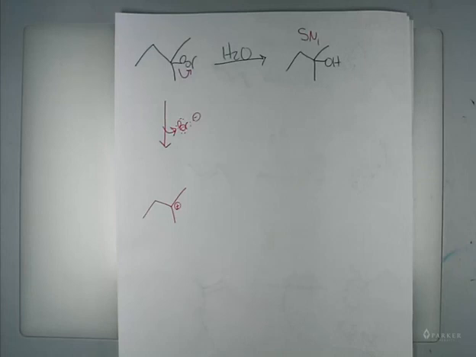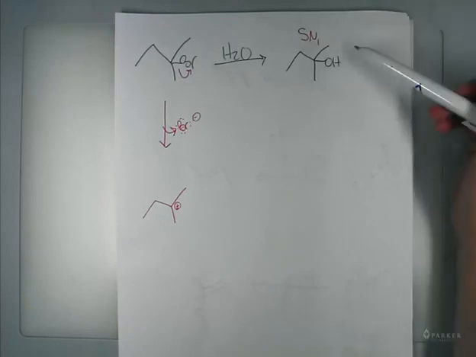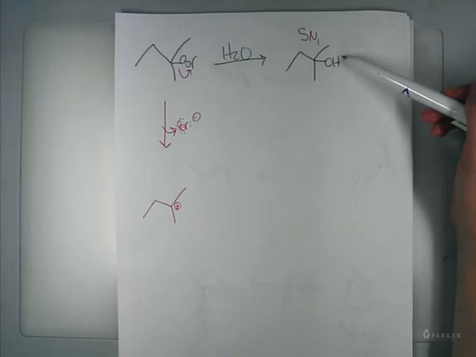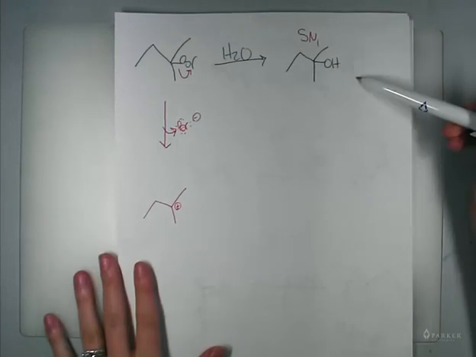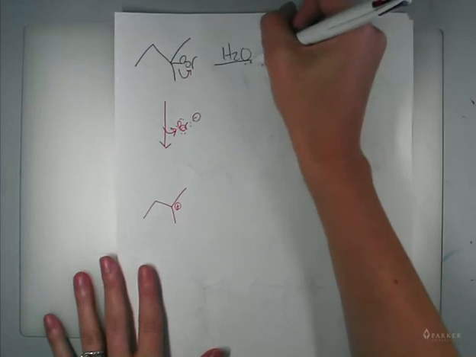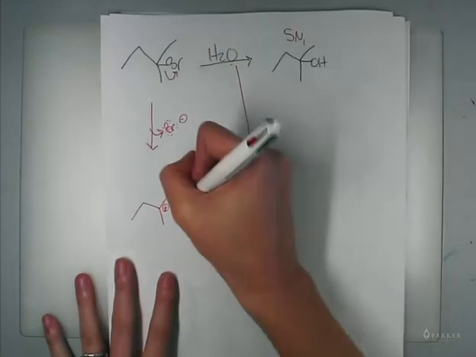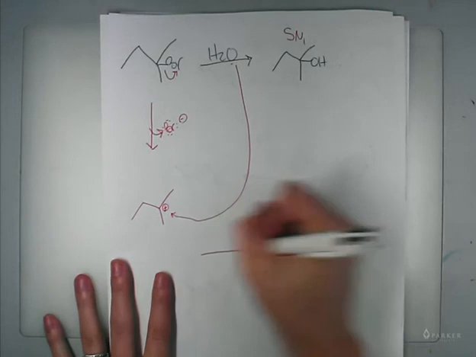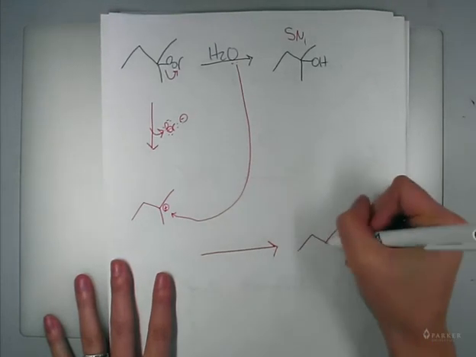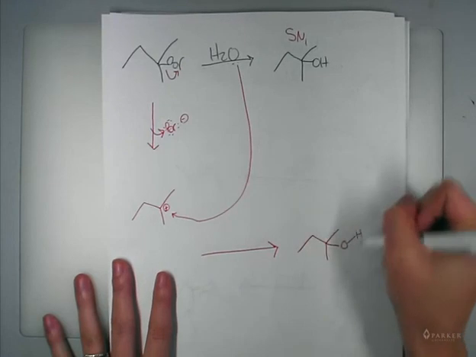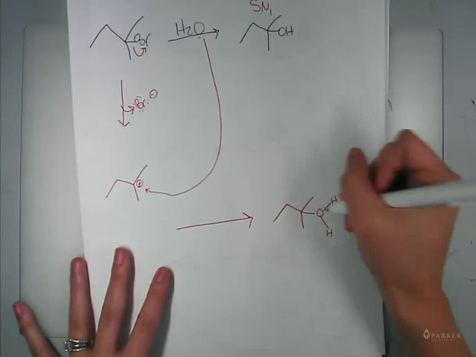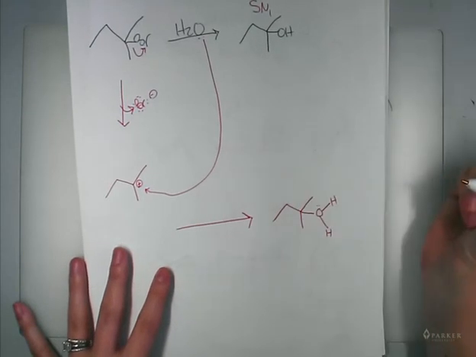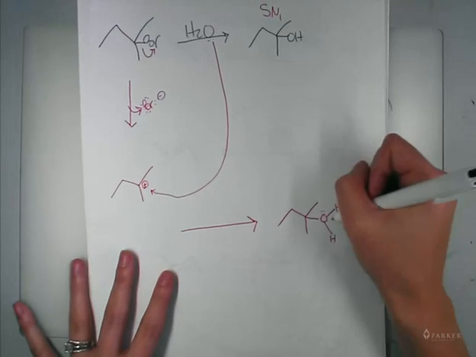Okay, now look at our product here. Did I make my leaving group leave? Yes. Now, what is on there? What do I need to add? An OH. You can see that in my product, right? Where does that come from? Water. So I'm going to make my oxygen make a bond to that carbon. And what's the charge on that oxygen? Positive.